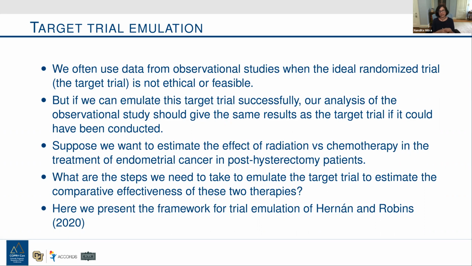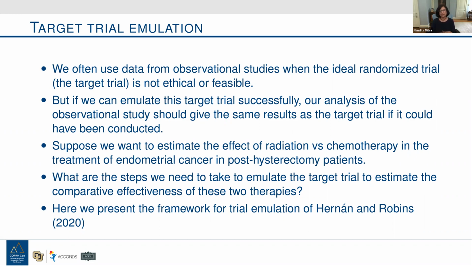So one example that I recently worked on was with a radiation oncologist, where we wanted to estimate the effect of radiation versus chemotherapy in the treatment of endometrial cancer in post-hysterectomy patients. So before we jumped to, let's do propensity score matching, which is what they wanted to do, I said, you know what, let's think through the steps we need to take to emulate the target trial that we wish we could have conducted. It's not ethical or feasible at this point to randomize women who have had a hysterectomy and who have endometrial cancer to radiation or chemotherapy.